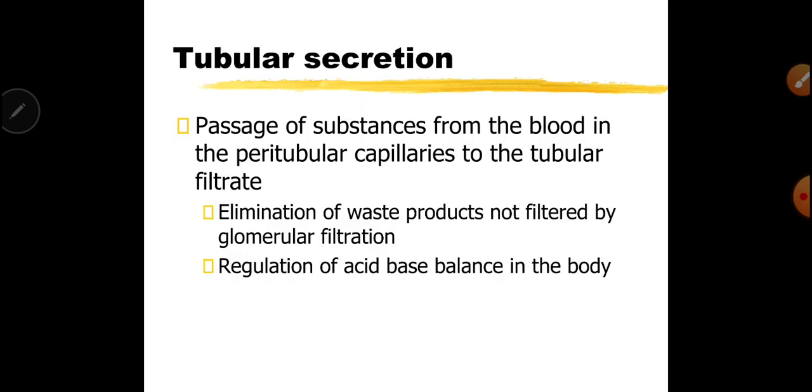Tubular secretion is important for the elimination of waste products that are not filtered by glomerular filtration. Another important example is the elimination of drugs in the urine. And another function of tubular secretion is the regulation of acid-base balance in the body. If the kidney is able to regulate acid-base balance, this will be done by the tubular secretion process.